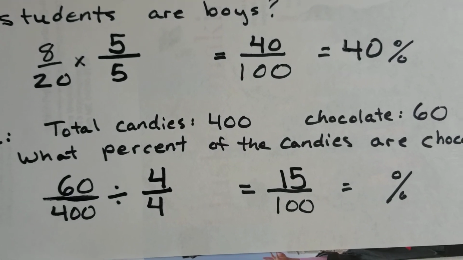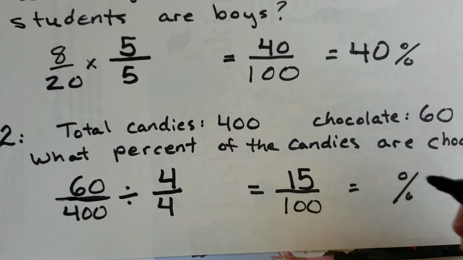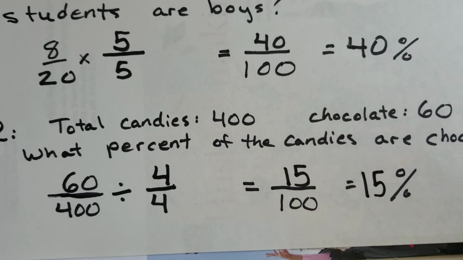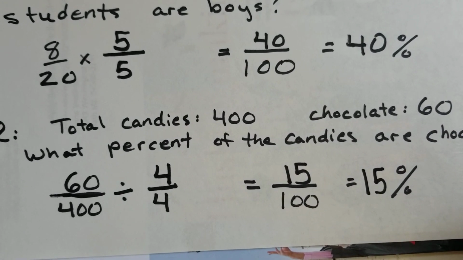You can think of it that way if you want. So 15 out of 100 is 15%. 15% of the candies are chocolate.